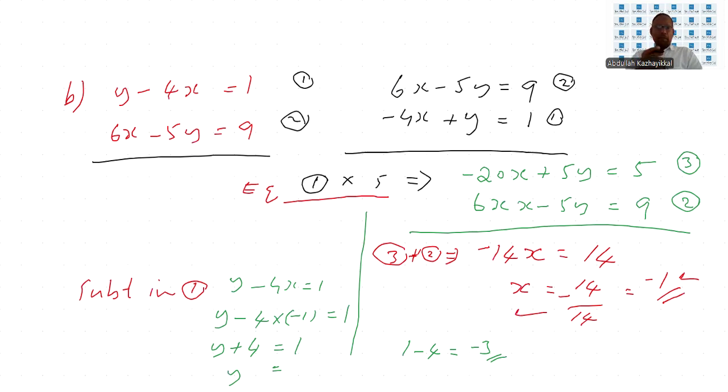Substitution, we can say substitute in 1. Y minus 4 into minus 1, that is y plus 4 is equal to 1, not 7. Y plus 4 is equal to 1, so y is equal to 1 minus 4. So minus 3, the answer. 1 minus 4, that is minus 3. So we got the two answers, minus 1 and minus 3.